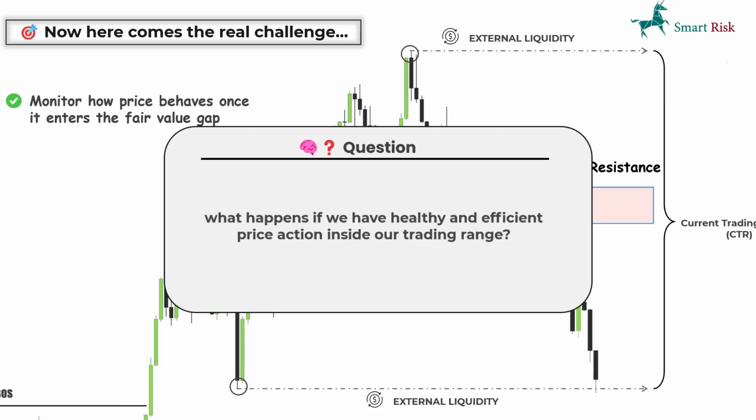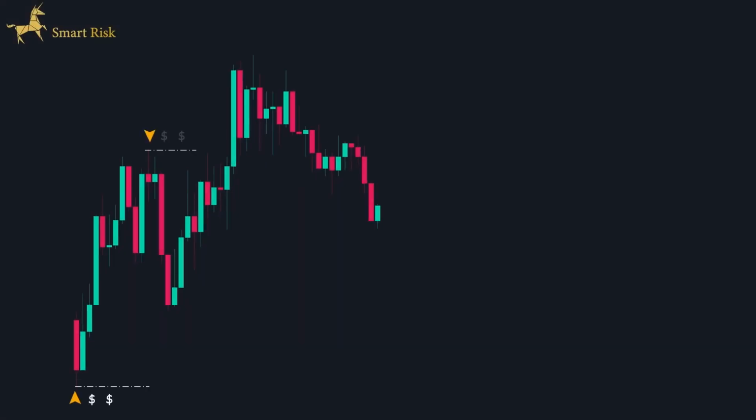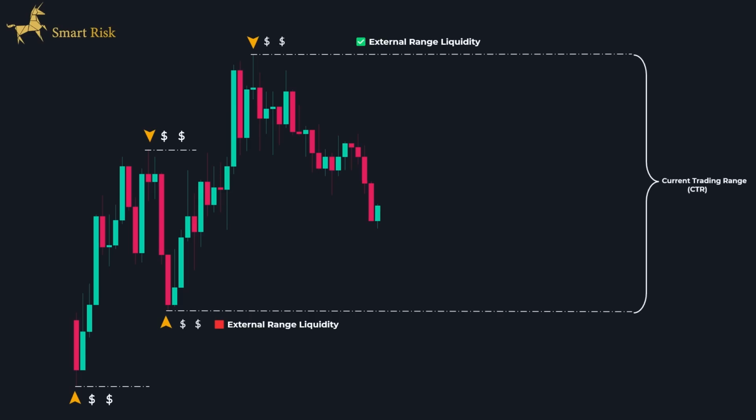Now, what happens if we have healthy and efficient price action inside our trading range, meaning there's no internal liquidity left to be addressed? How does price behave in that situation? As we mentioned earlier, price normally rotates between internal and external liquidity. But when internal liquidity is absent, when price action is clean, balanced, and efficient, external liquidity becomes the only driver of price movement. In scenarios like this, price begins to move directly between buy-side and sell-side liquidity.